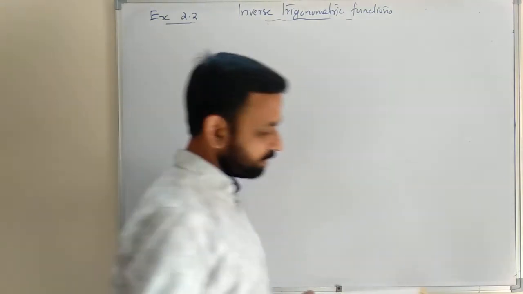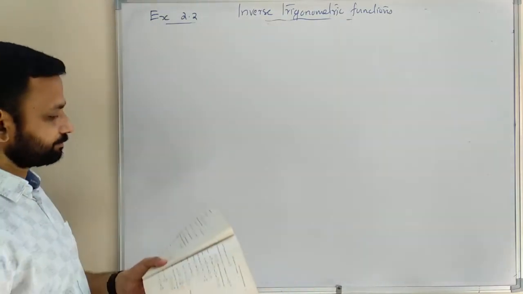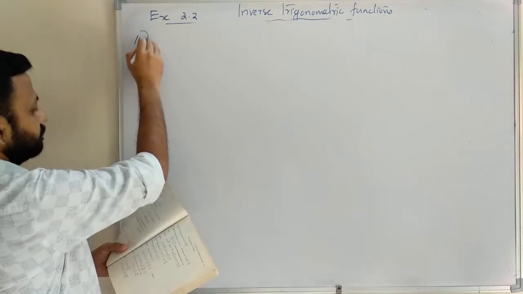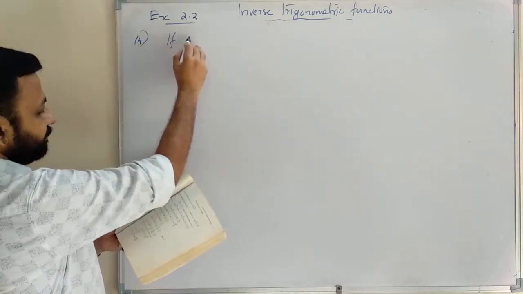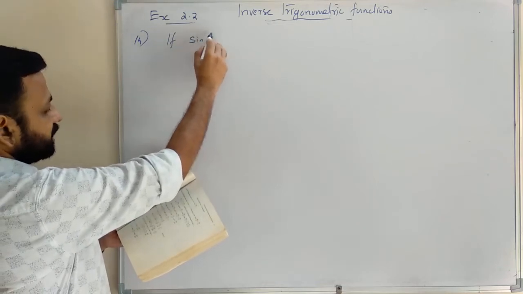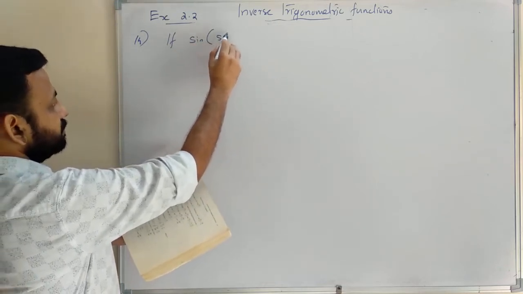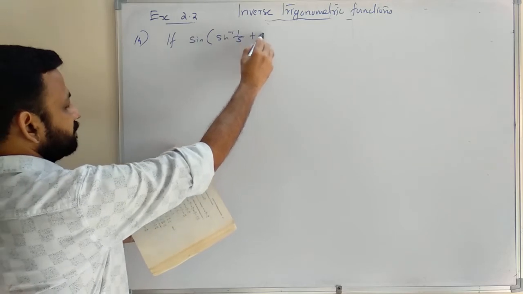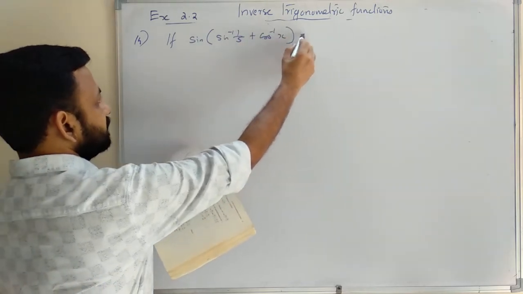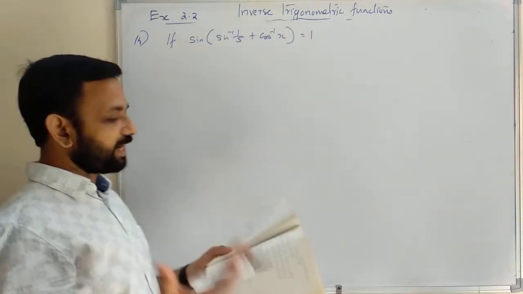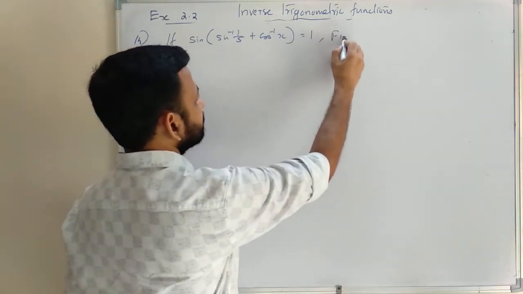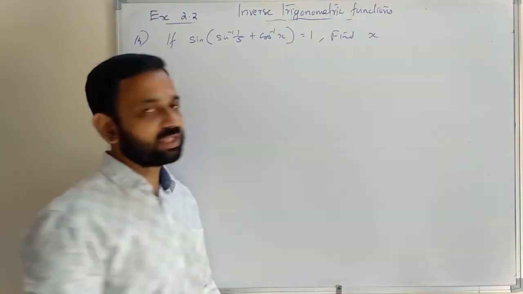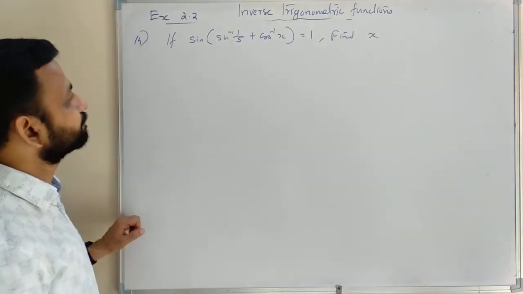Now we will do the 14th question. If sin inverse 1 by 5 plus cos inverse x is equal to 1, then find the value of x. That is our question. We need to find the value of x.